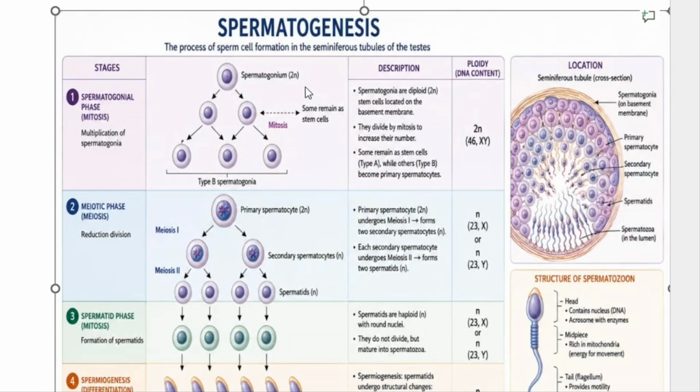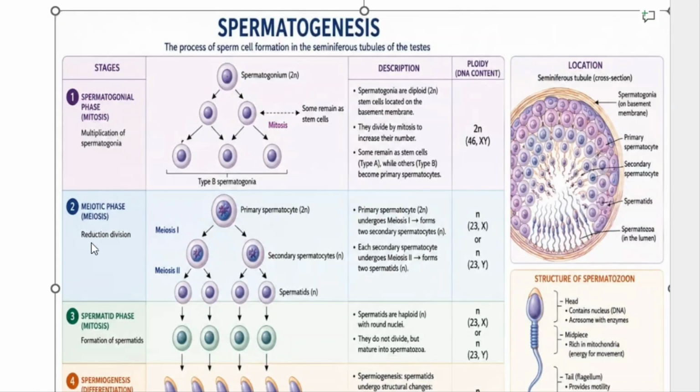Now let's talk about spermatogenesis, which is the process of sperm production. It takes place inside the testis, here, in the tubules inside the testis. For step 1, the spermatogonium, which is a diploid cell, 2n, divides by mitosis to produce more spermatogonia. Some cells remain as stem cells while others develop into primary spermatocytes.